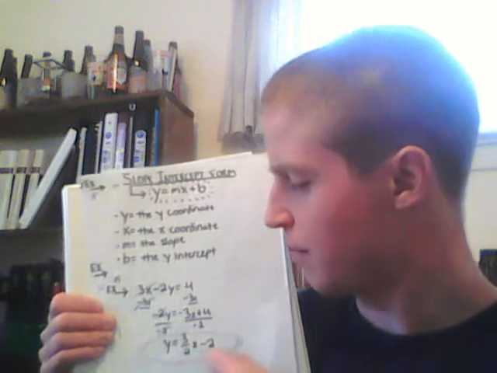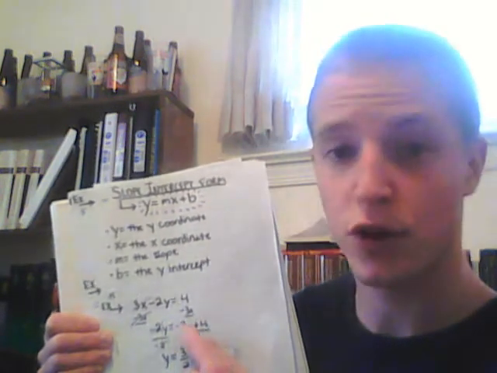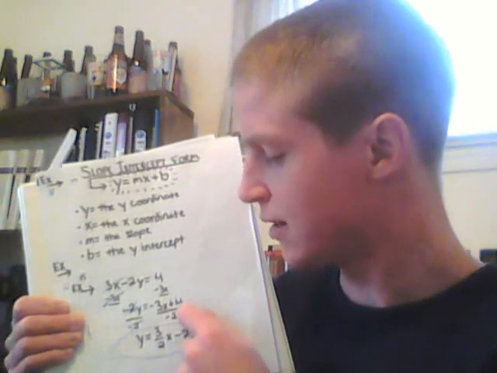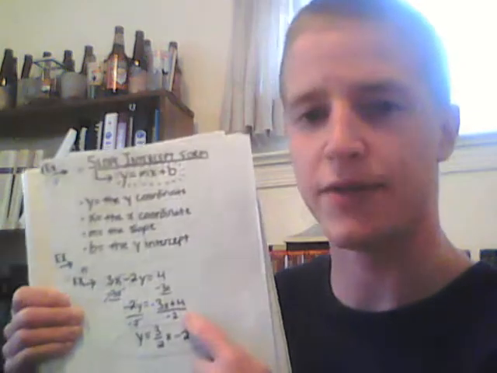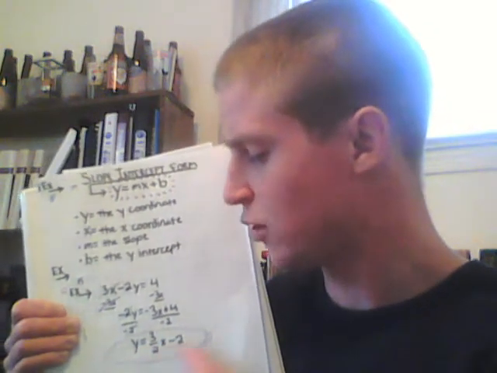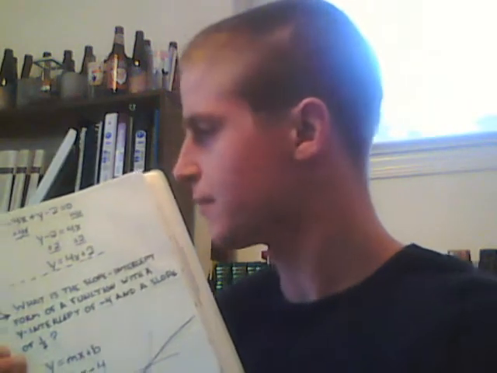So we can split that up and say y equals 3 halves x. The negative and negative turn to a positive. Plus positive 4 divided by negative 2, which is going to end up being a negative 2. And this indeed is in slope-intercept form. All right, very good. Now let's move on to another example.